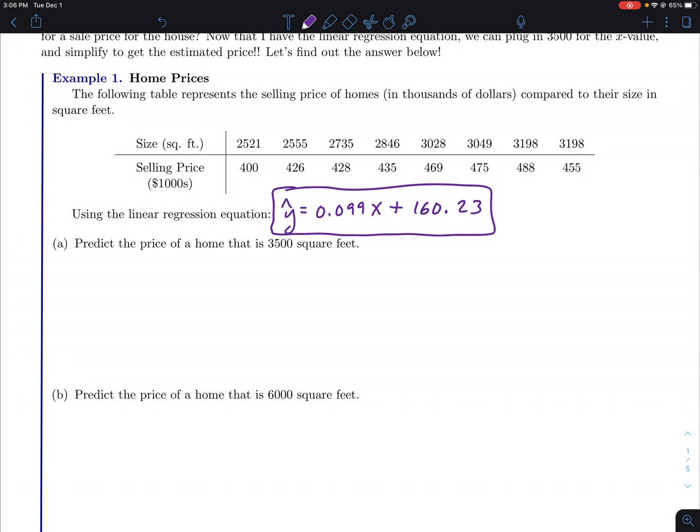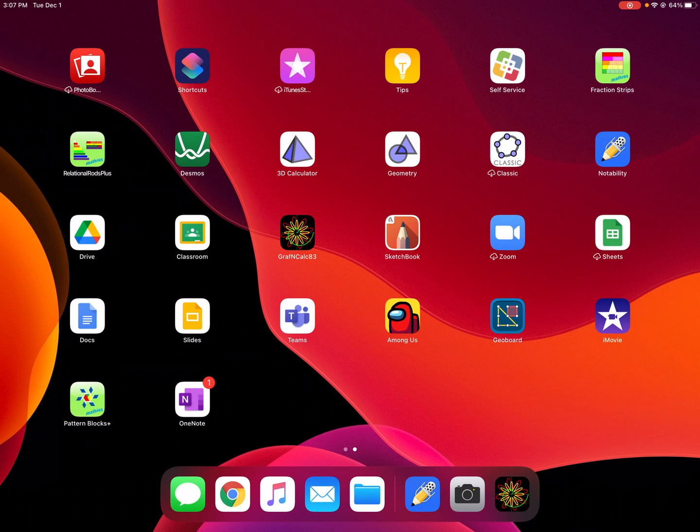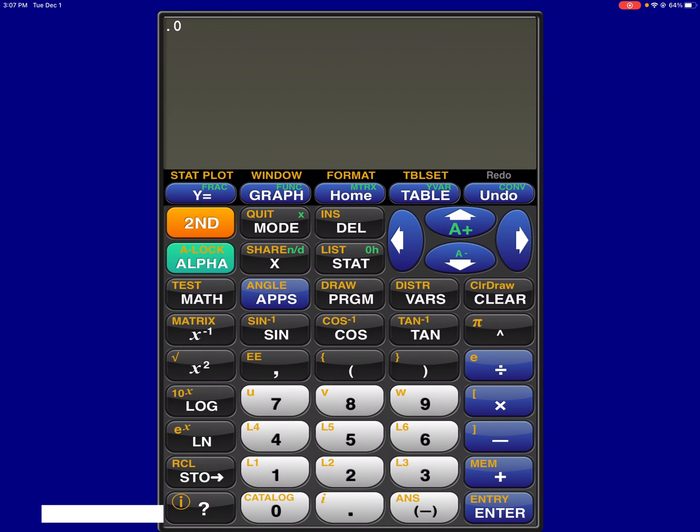So what we're doing is they're going to give us the input value, our x, and our goal is to find the y hat, the approximate value based on this regression line. So we're going to plug in 3,500 for x: 0.099 times 3,500 plus 160.23. Now we just plug this in the calculator for y hat. 0.099 times 3,500 plus 160.23, and we get 506.73 in this case.